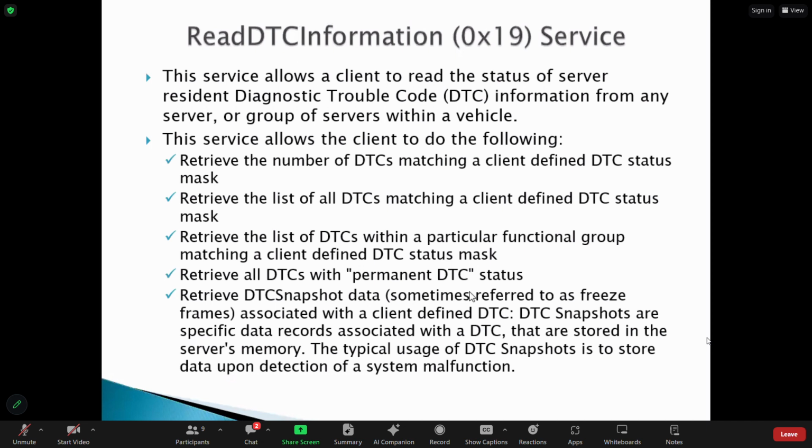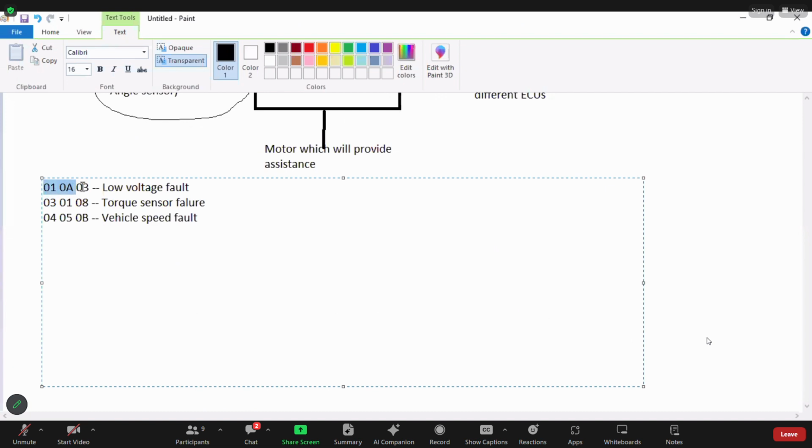Now, retrieve the list of all DTCs. Means what is the list of DTCs? List of DTCs means this number: the first DTC is 1, this is 2, this is 3. So these 3 numbers will tell which DTCs are stored in the memory. First, we can retrieve how many DTCs. We know there are 3 DTCs stored. Now, which ones? We can retrieve even the DTC numbers.